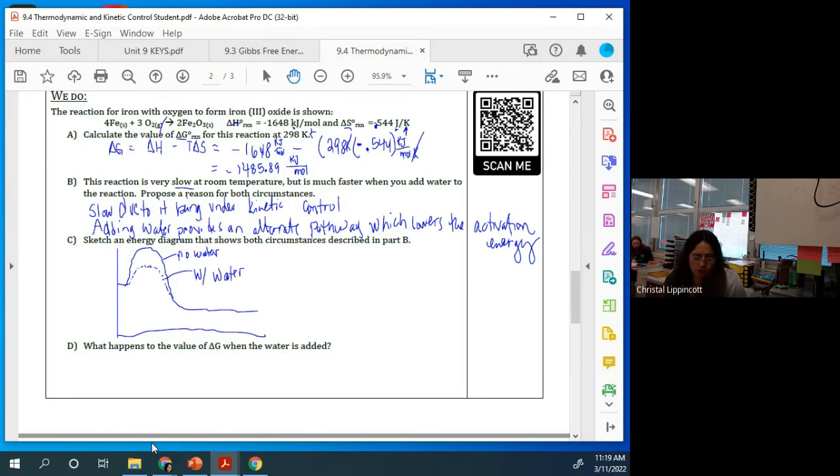What happens to the value of delta G when the water is added? Nope. Doesn't get lower. Stays the same, right? We didn't alter our delta H at all here. We didn't alter our temperature. So this is just going to stay the same. Okay. They didn't say that it dissolved. They just said that we added water. Okay. So only the kinetics changed here.